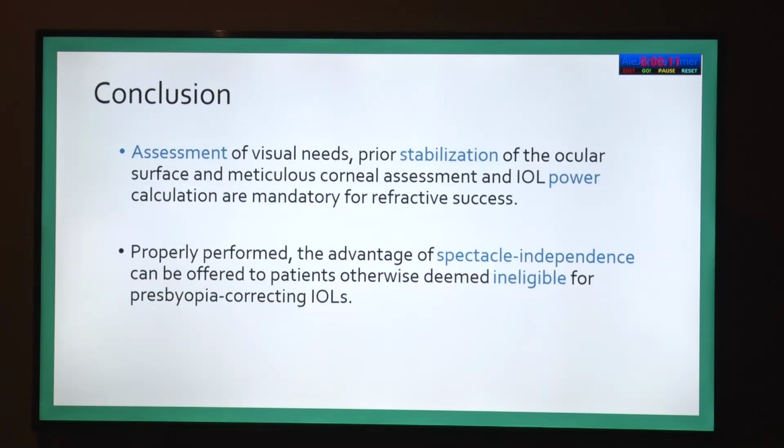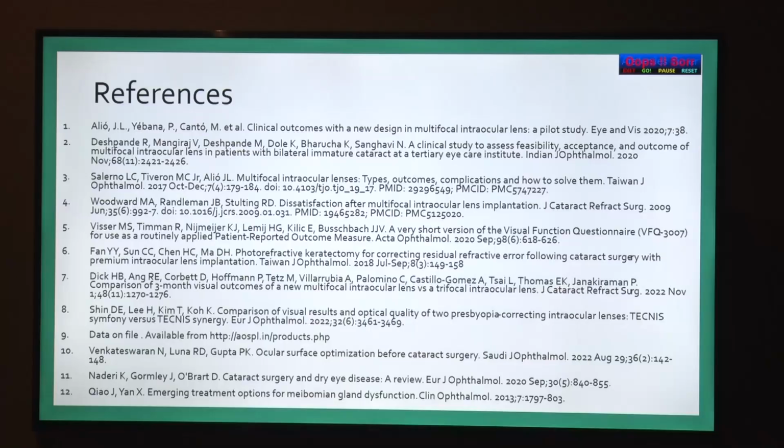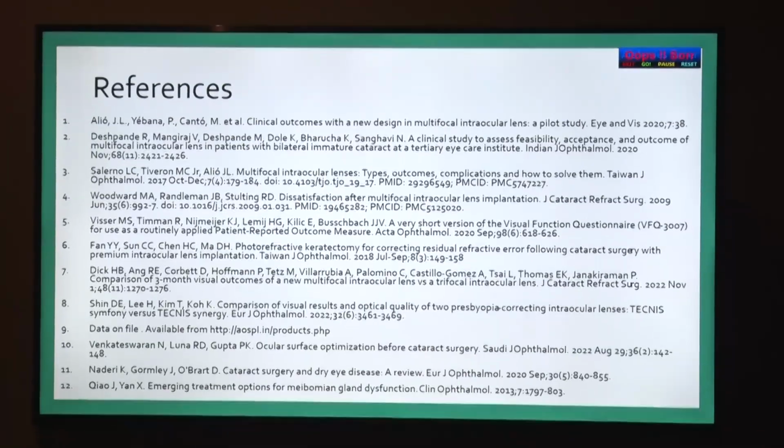The conclusion is that assessment of needs and stabilization of the ocular surface, meticulous corneal assessment, and IOL power calculation are mandatory for refractive surface. And properly performed, the advantage of spectacle independence can be offered to all the patients who are otherwise deemed unsuitable for presbyopia correcting IOLs. Thank you for your kind attention. These are my references.